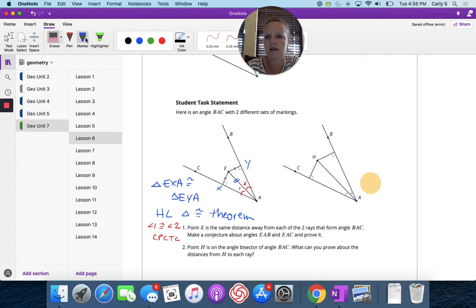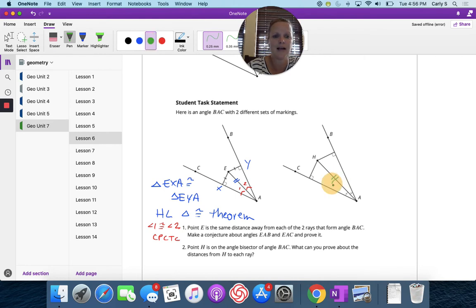Point H is on the angle bisector. Point H is on the angle bisector of angle BAC, right there. What can you prove about the distances from H to each ray? So we're trying to talk about this distance and that distance. All right. So I know that these two angles are congruent because they're both 90 degrees. I know these two angles are congruent because they're marked that way.